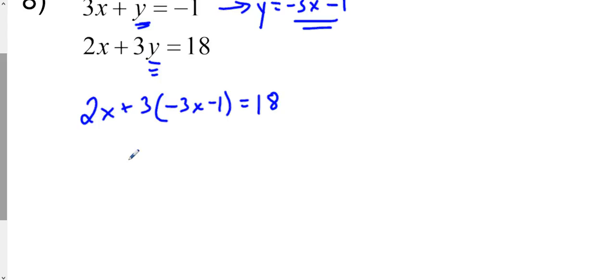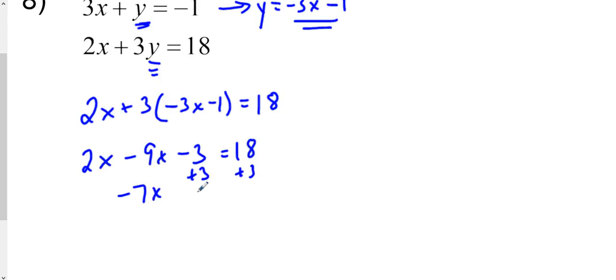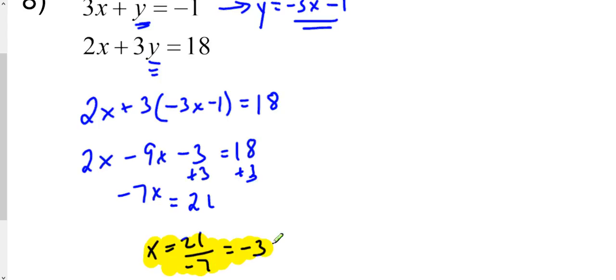From there, we're going to simplify this. We have 3, distribute that through. We're going to have negative 9x minus 3, plus 2x, equals 18. Combine those, we're going to have negative 7x. I'm going to add the 3 to the other side, and that's going to equal 21. So x, we're going to divide 21 by negative 7, and that's going to turn into negative 3. So we found out that our x value here equals negative 3.